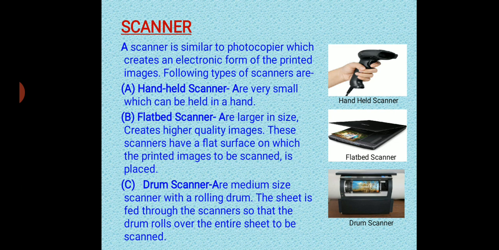Very similar to that, we are moving the handle, that is the handheld scanner, on the page, just like painting with a paint brush on the page. Light will emerge on the page, and accordingly it will read the data available on the page and scan it. Definitely that scanned image will be converted into digitalized form and transferred to the computer system. Next one is the flatbed scanner.